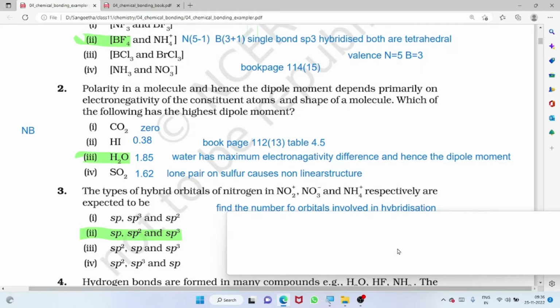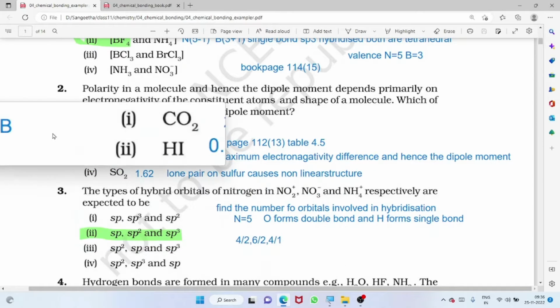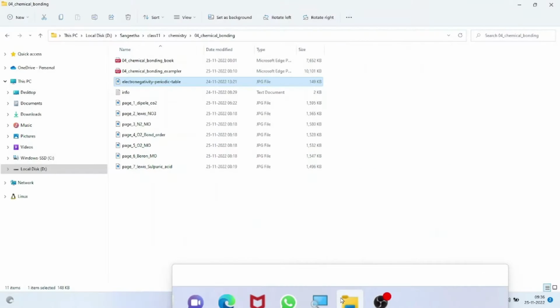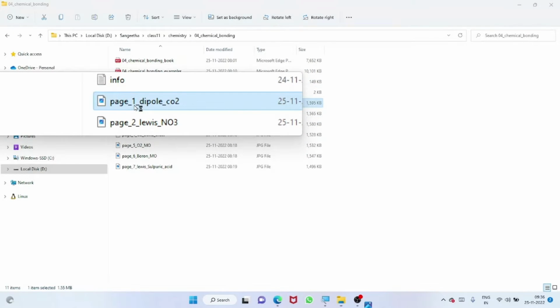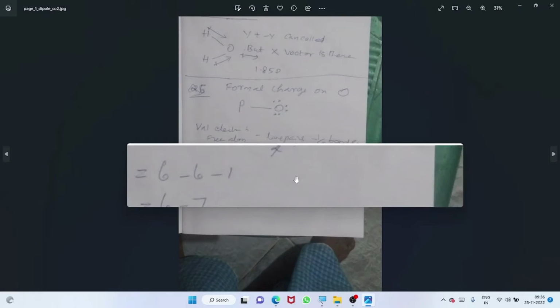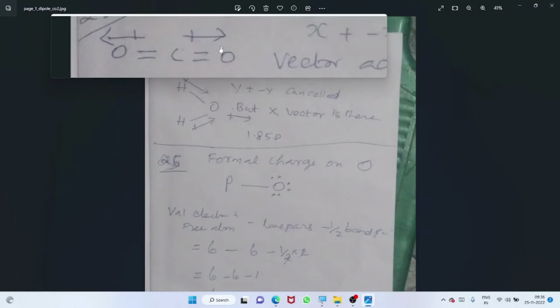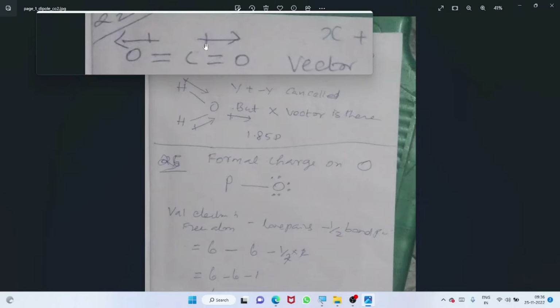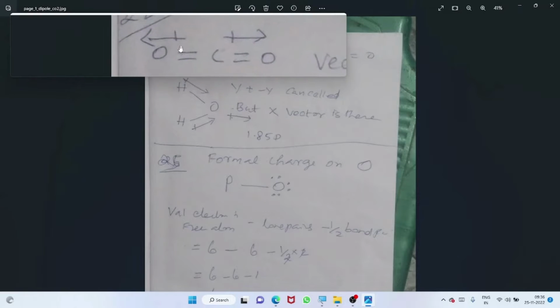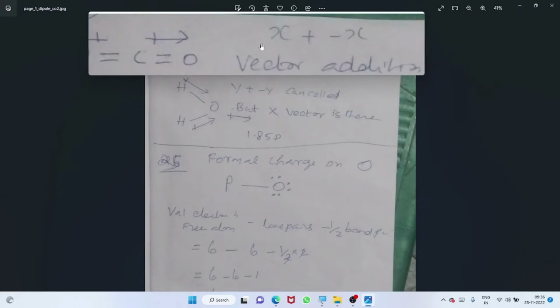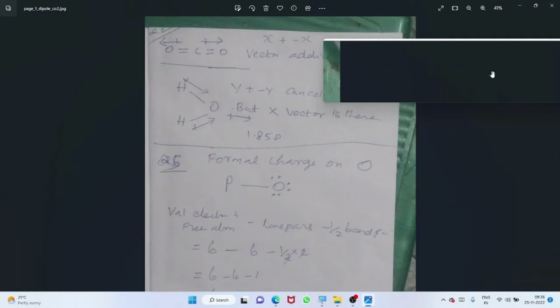Polarity in a molecule, and hence the dipole moment, depends primarily on the electronegativity of the constituent atoms and the shape of the molecule. Which of the following has the highest net dipole moment? From the book you can see CO2 is 0. Dipole moment is a vector addition. In CO2, oxygen has more electronegativity than carbon, so the arrows point in opposite directions, minus x and plus x. They cancel out, and the vector addition becomes 0.